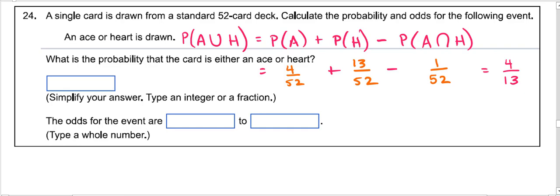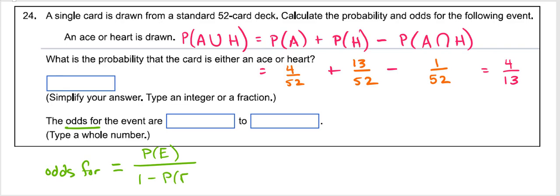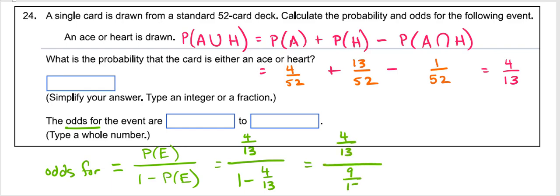Now to find the odds for the event. Odds for is the probability of the event over 1 minus the probability of the event. Probability of the event was 4 over 13, over 1 minus 4 over 13. So 4 over 13 over 9 over 13 would leave me with 4 over 9. So the odds for would be 4 to 9.